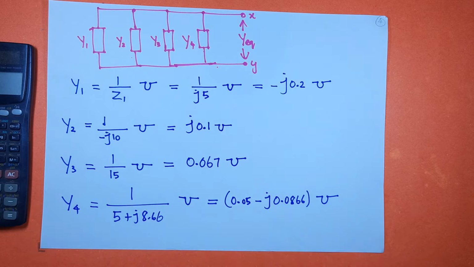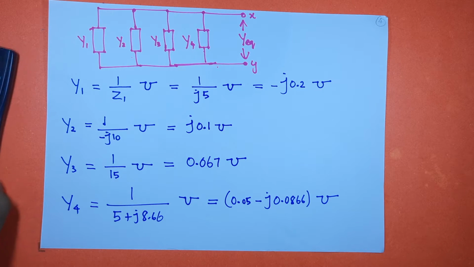So you take this numerator, so it is minus j, 1 by 5 is 0.2 mho. Y2 equal to 1 by minus j10 mho. So this is going to be j0.1. Y3 is 1 by 15, take the reciprocal, 0.067 mho. Y4 equal to 1 by 5 plus j8.66 mho.